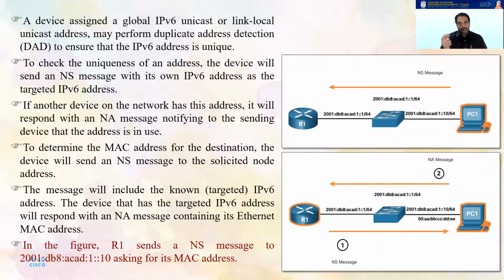Once this host receives the message, it responds with an NA message, a neighbor advertisement message. In this message, it says, okay, fine, I am here and this is my MAC address. In this way, two devices can talk to one another and perform address resolution, where you get the MAC address for the desired IPv6 address.